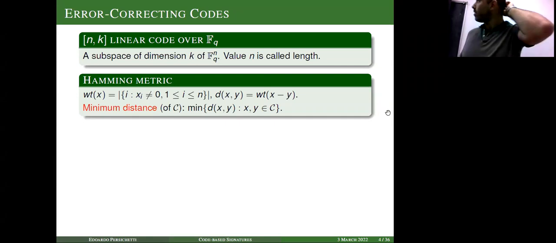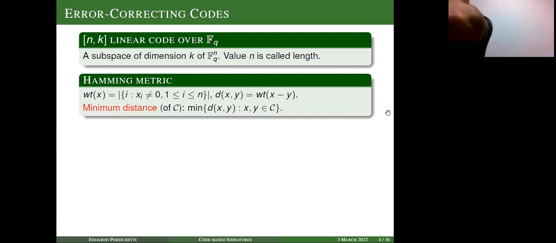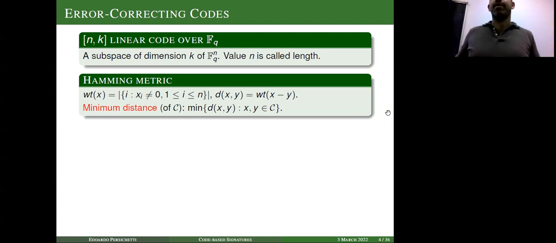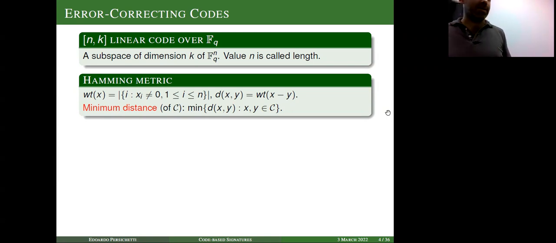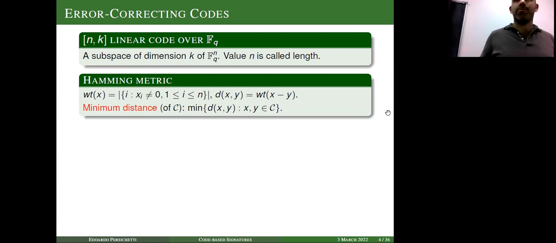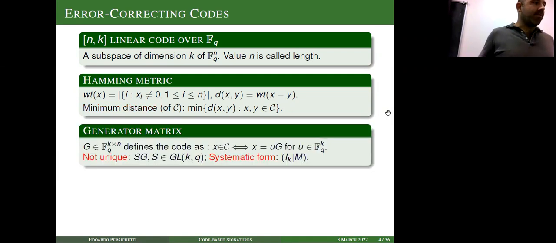And the Hamming metric is what we traditionally use to measure this code. So the Hamming metric gives us a distance. We have a weight, which is the number of non-zero positions. We have a distance according to the weight, and then we can define the notion of minimum distance of a code, which is how spaced out the code words are between each other.